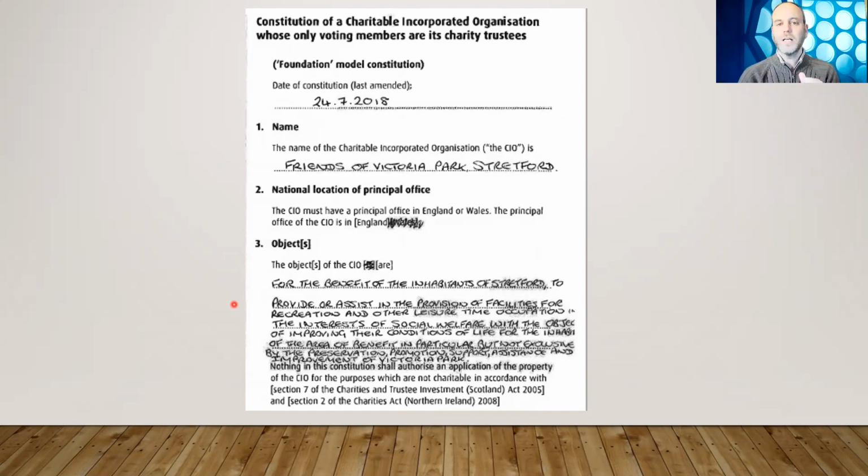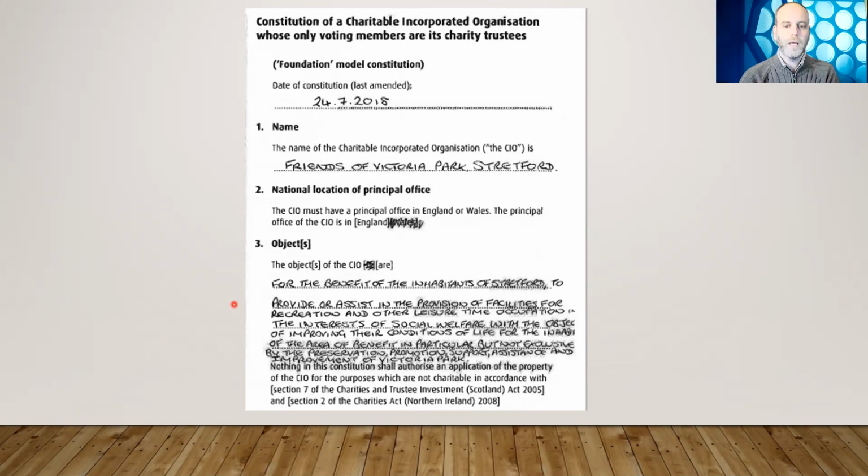The definition says it exists to benefit people who live in Stretford. Now, that doesn't mean if you haven't got a Stretford postcode, you're excluded, but it means that the charity should focus to the best of its ability all of its efforts, all of its activities, so that the majority of the people it engages with, the majority of the people who benefit, are living and based and working in Stretford.